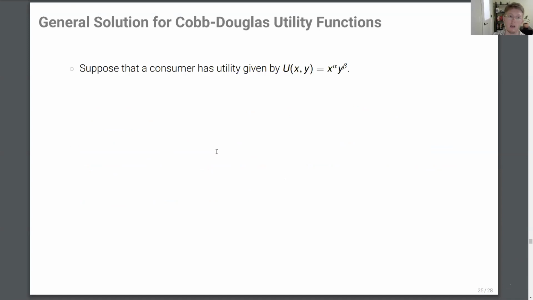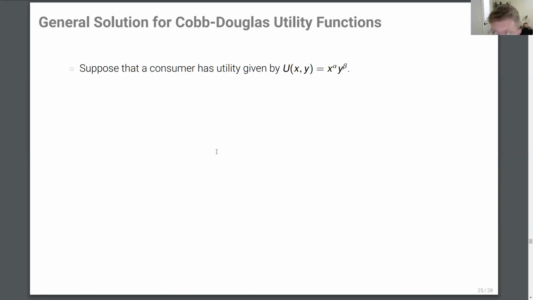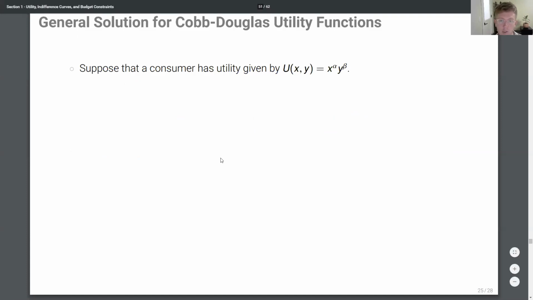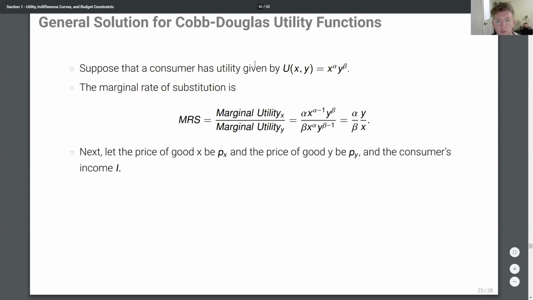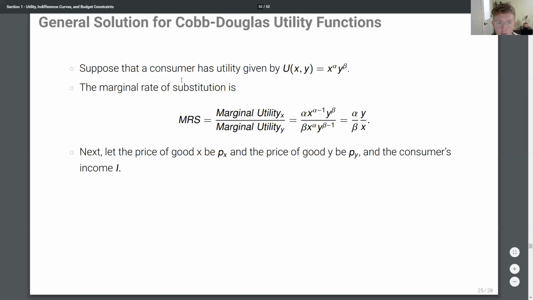So suppose that a consumer has utility over goods X and Y. We're going to be a little bit more general than just apples and oranges. And suppose that X is raised to the exponent alpha, and Y is raised to the exponent beta. The marginal rate of substitution here is the first thing that we want to figure out. So recall that the marginal rate of substitution is just going to be the marginal utility of X over the marginal utility of Y.